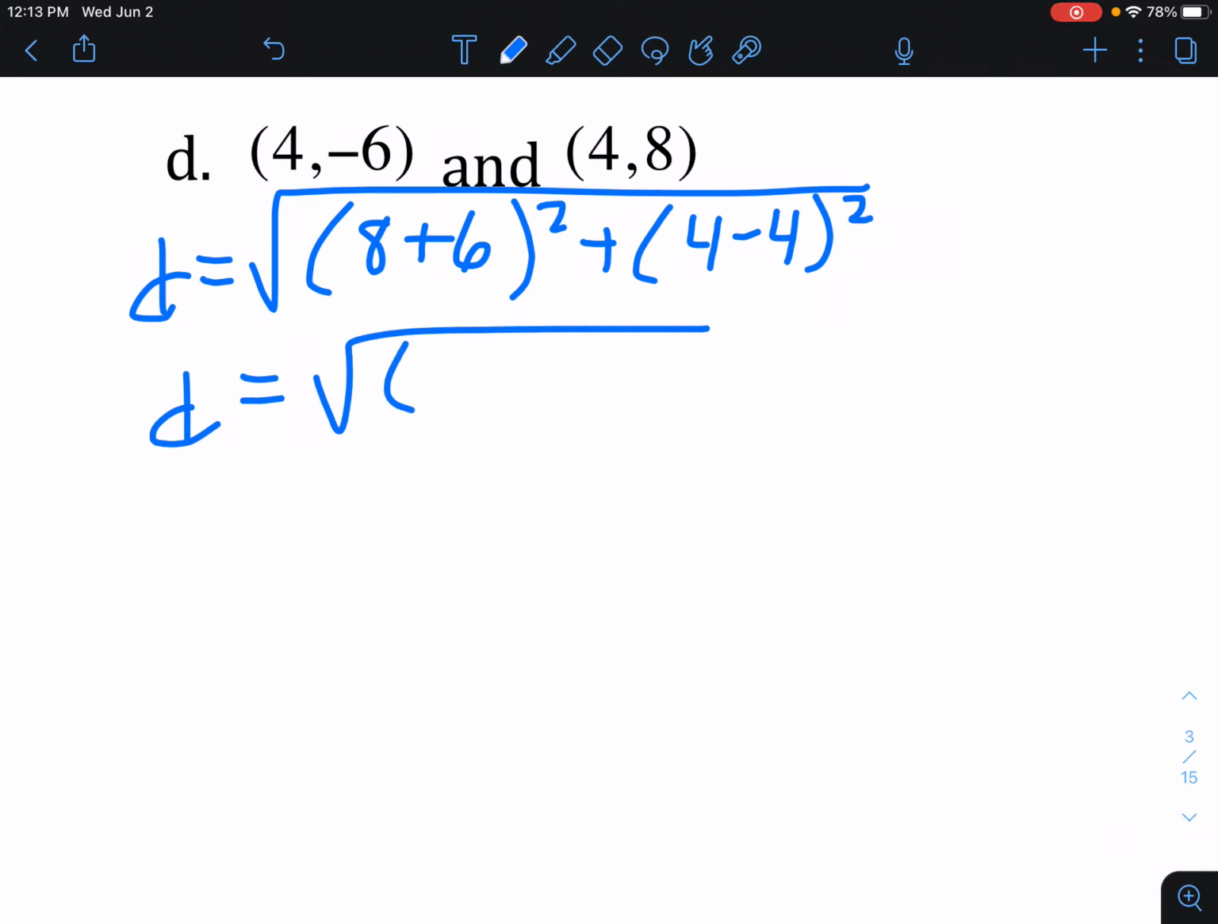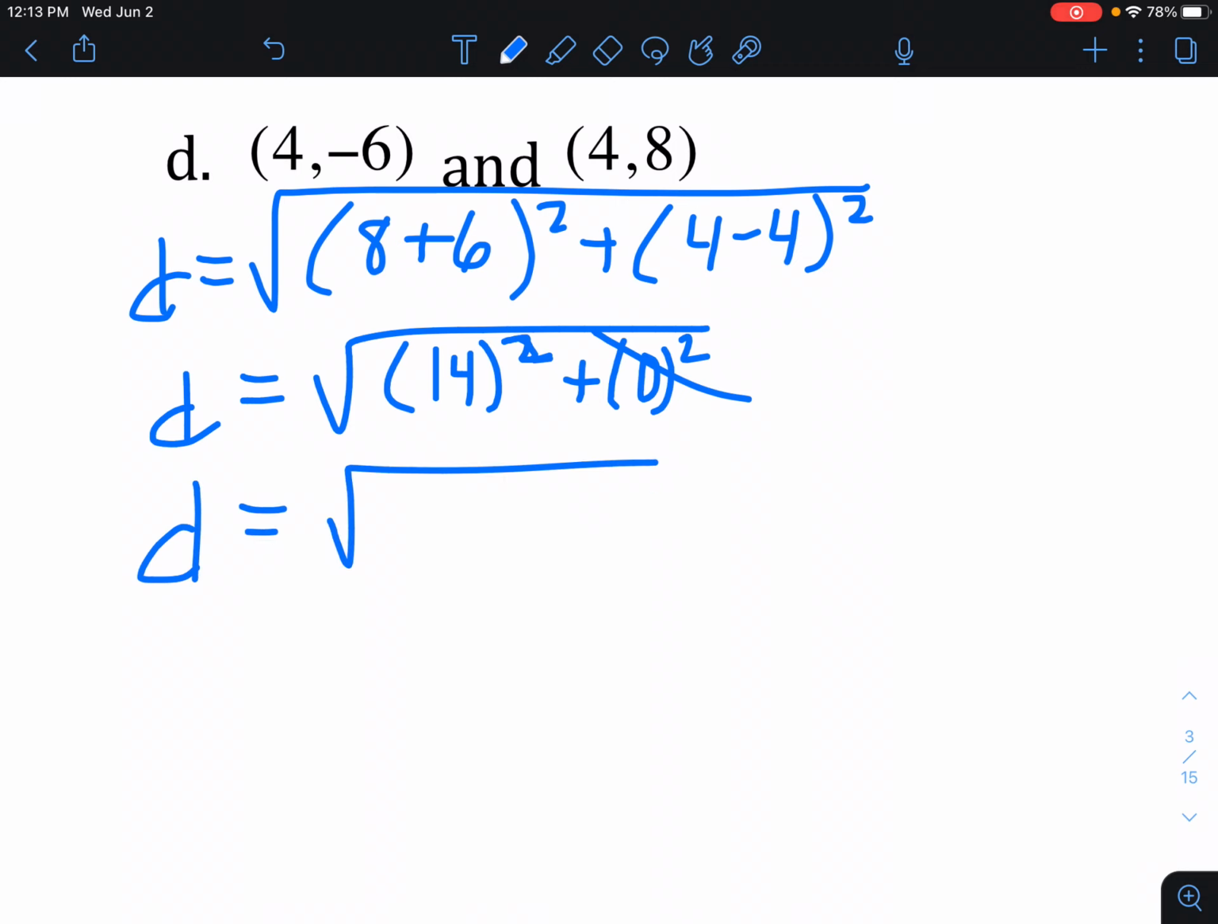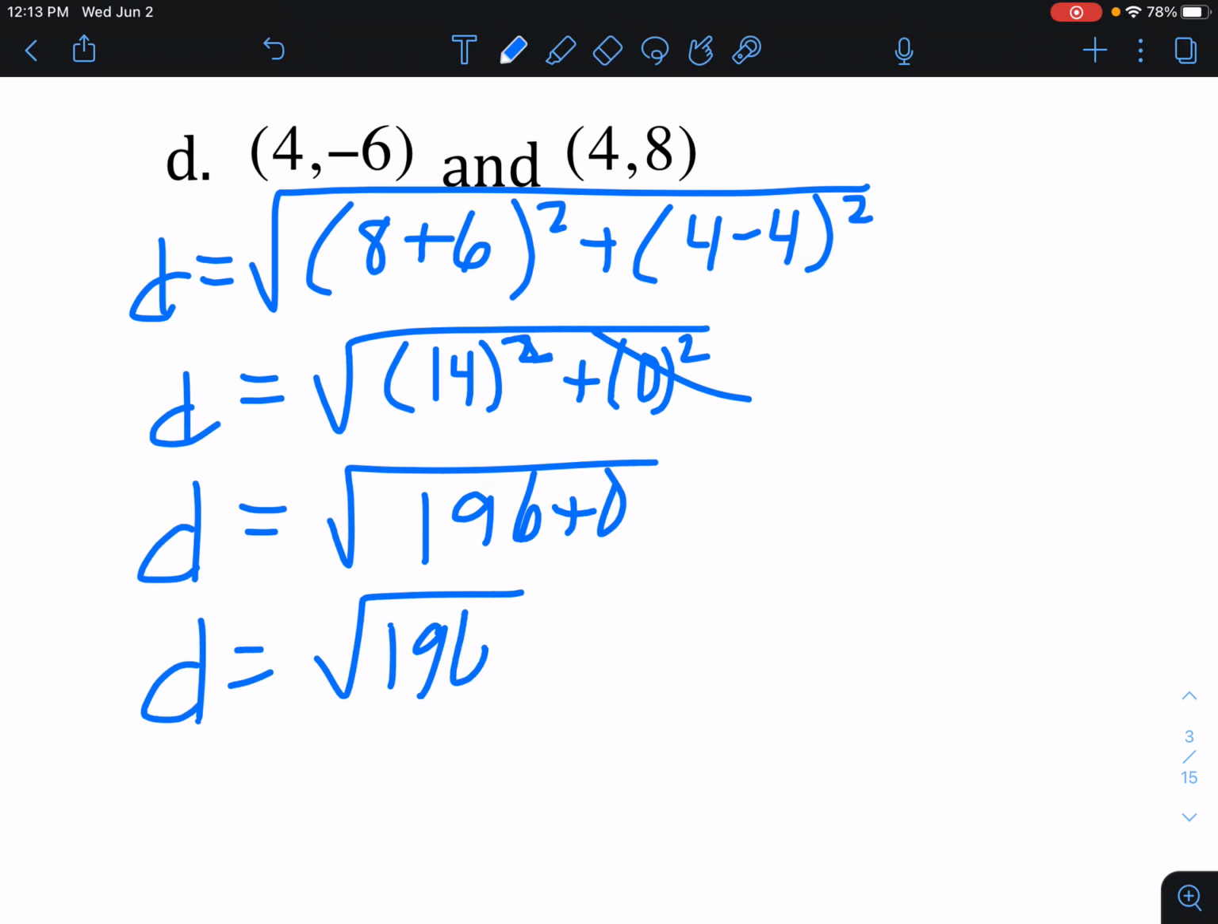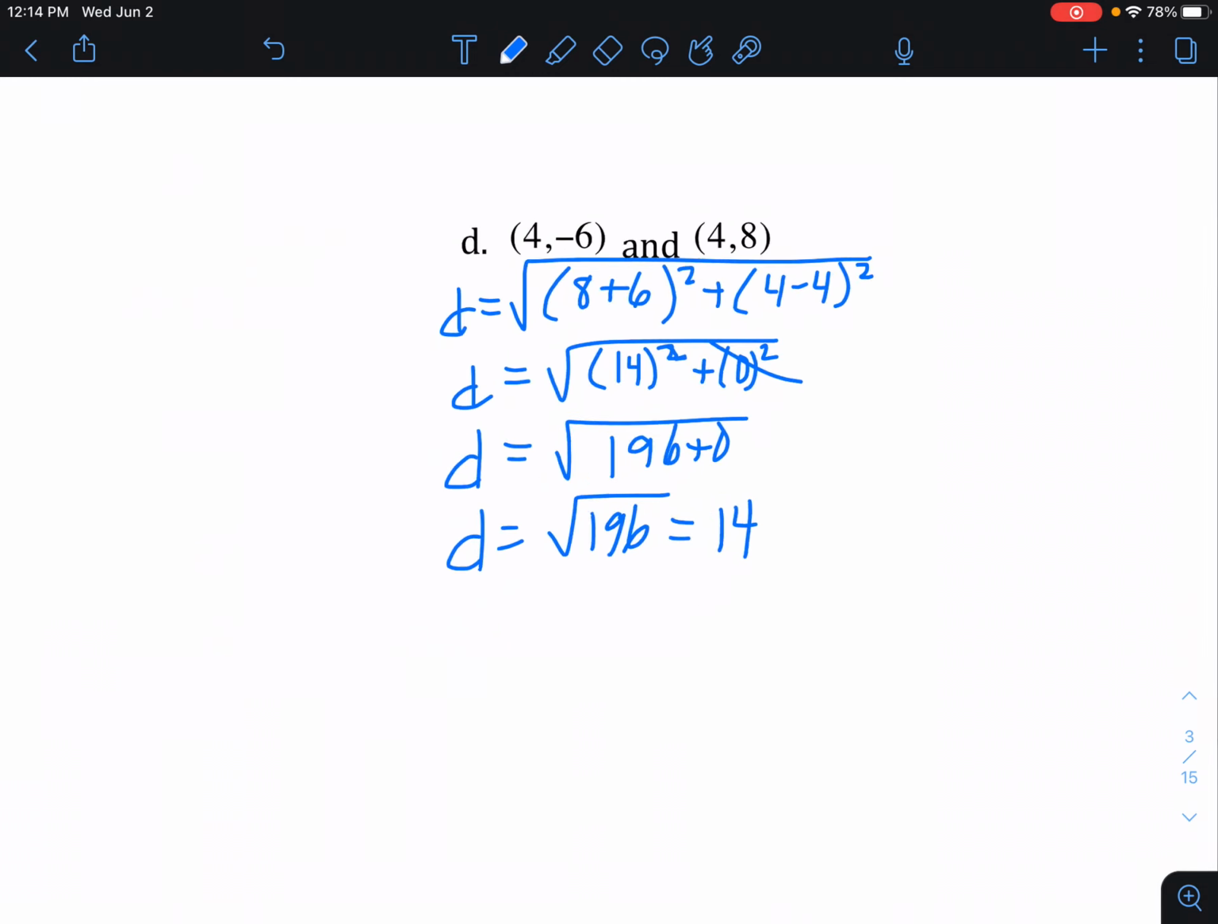So this will be 14 squared plus 0 squared. So just get rid of that. And then the square root of 14 squared, so that'll be 196 plus 0, which is square root of 196. And the square root of 196 is a perfect square, and it is actually 14. 14 squared is 196. So the distance is 14.